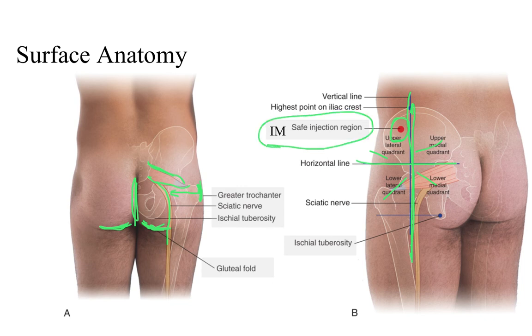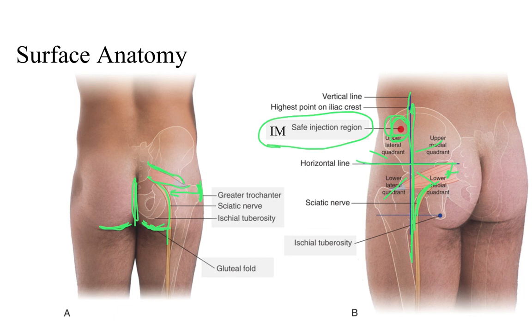Usually you hear about people doing IM injections right here, and I've even done some IM injections right in that area. But when you do that, you run the risk of hitting the sciatic nerve, depending upon the size of your needle. So what's recommended now is that you do it up here in what we call the ventral gluteal region. Safe site for IM injections.